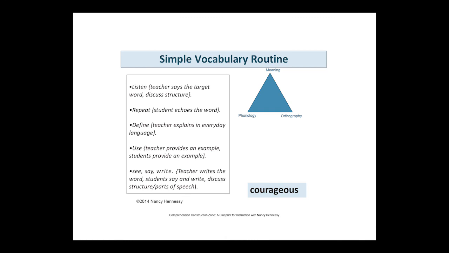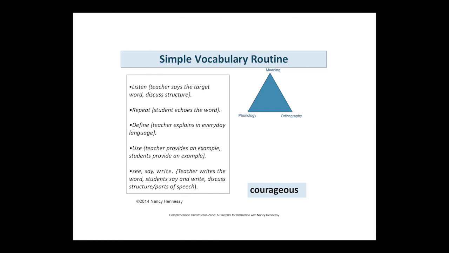So this starts by asking your students not to see the word, but to listen to it. So if I were using the word courageous, I'd say, listen to this word courageous. And I can discuss the structure now, or I can have you repeat it. Why don't you all repeat it? Ready? 1, 2, 3. Courageous.